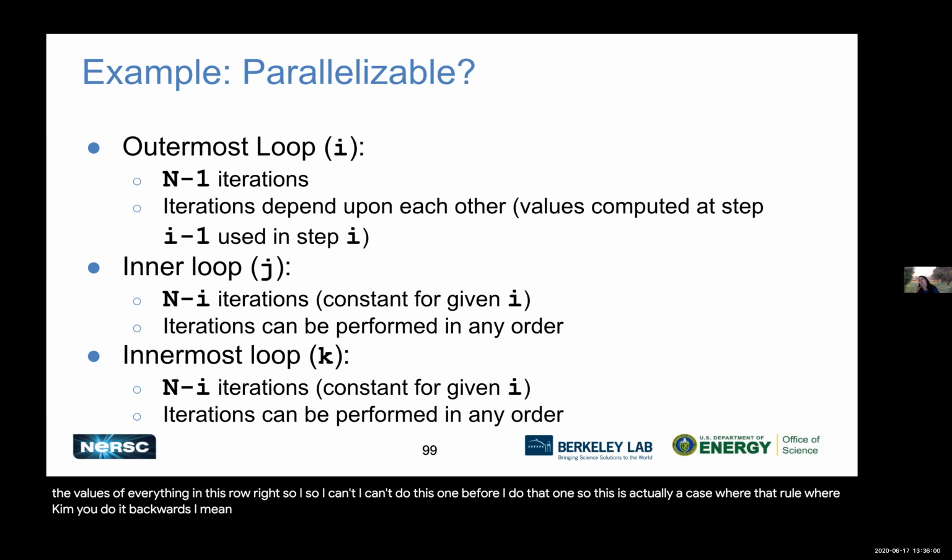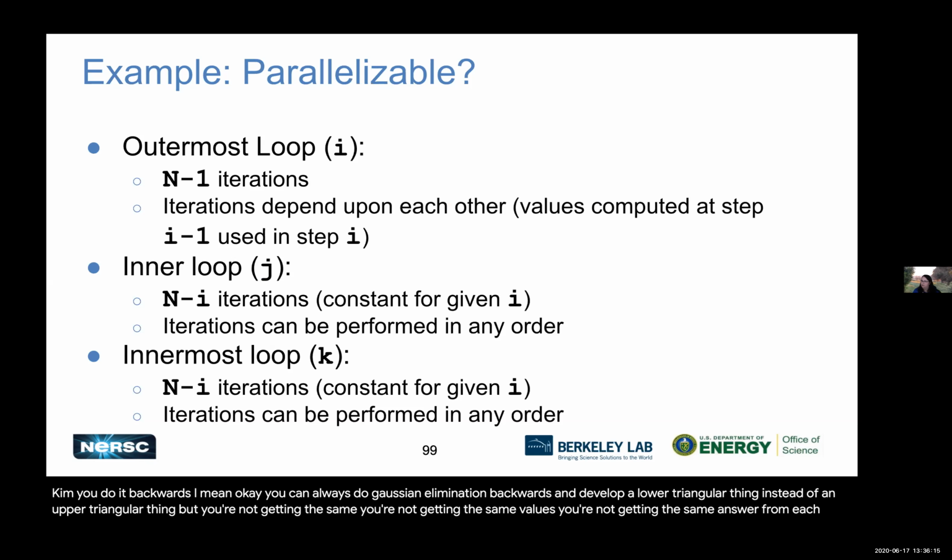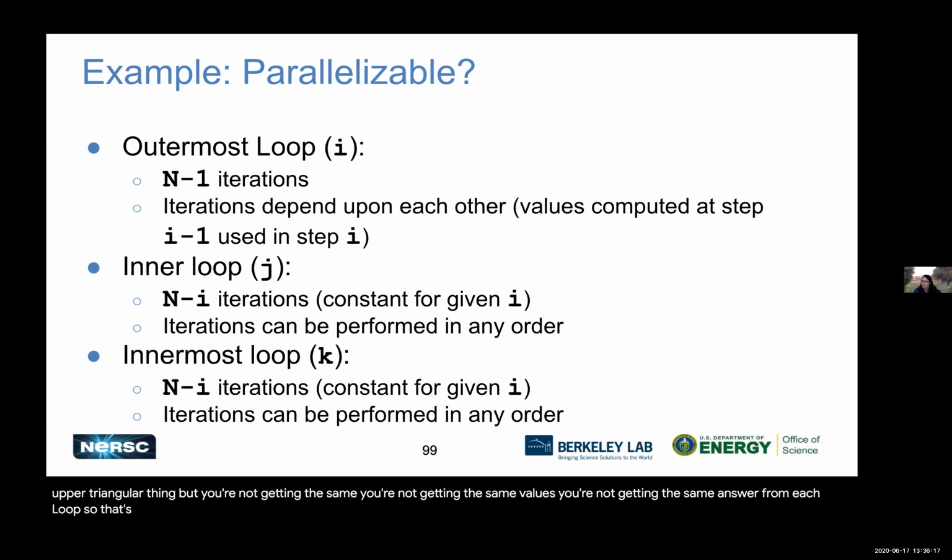I mean, okay, you can always do Gaussian elimination backwards and develop a lower triangular thing instead of an upper triangular thing, but you're not getting the same values. You're not getting the same answer from each loop. So that's what I mean in the sense that you can't do it backwards. But sure, in principle, you can do Gaussian elimination in any order of any of the rows. It really doesn't matter.